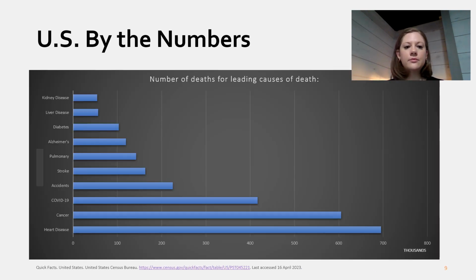Here we're looking at the number of deaths by leading cause of death, and you'll see that the top 3 in the United States are heart disease, cancer, and COVID-19. One of the interesting things to note will be how this changes in the future, but cancer and heart disease have been very solid in their place as 1 and 2.